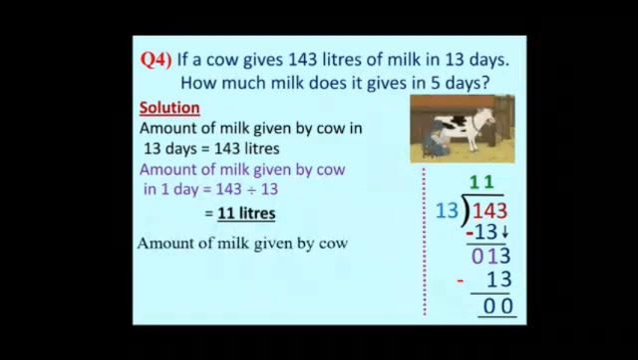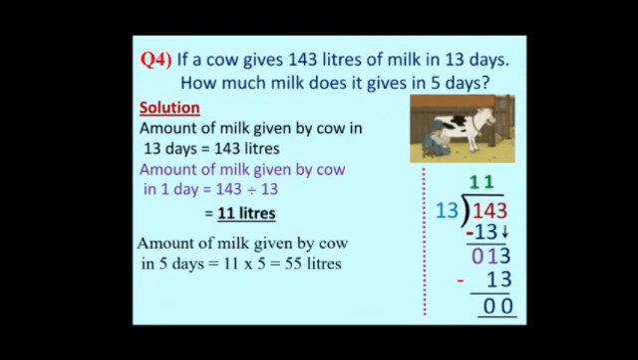Now the amount of milk given by a cow in 5 days. So we will multiply this 11 by 5, right? So 11 multiplied by 5 is equal to 55. So the answer is the cow gives 55 liters of milk in 5 days.